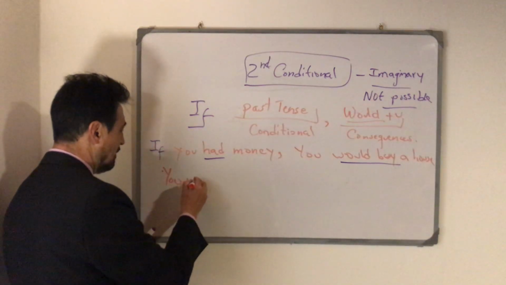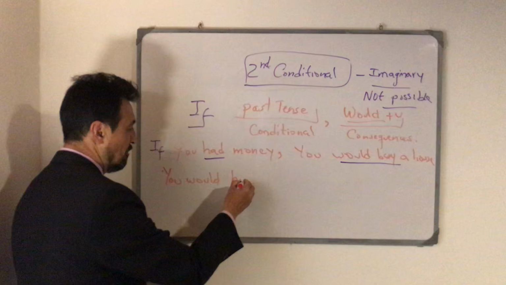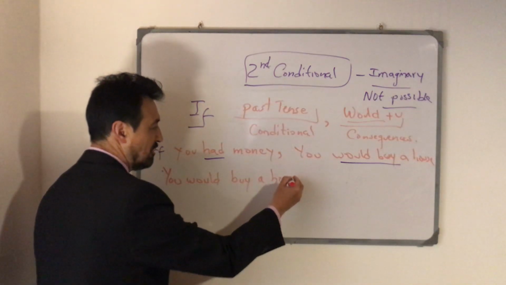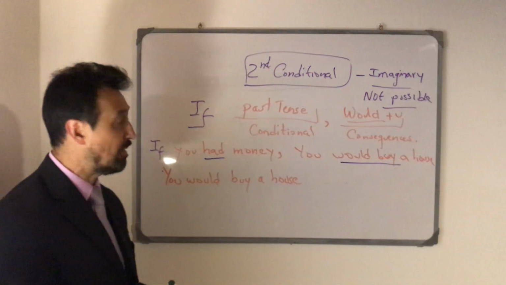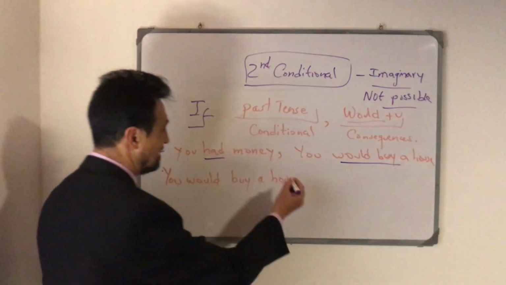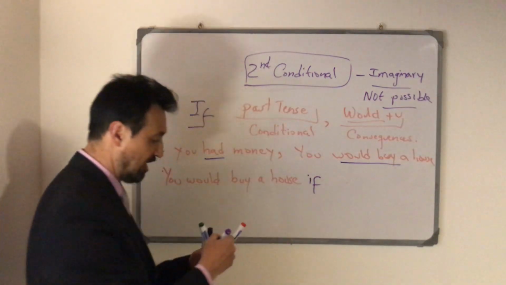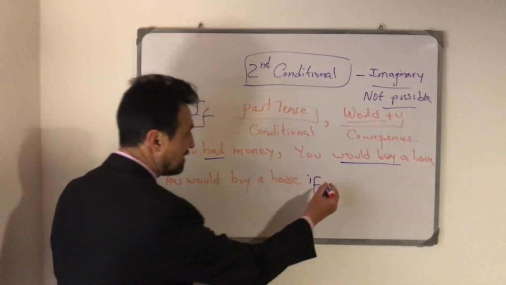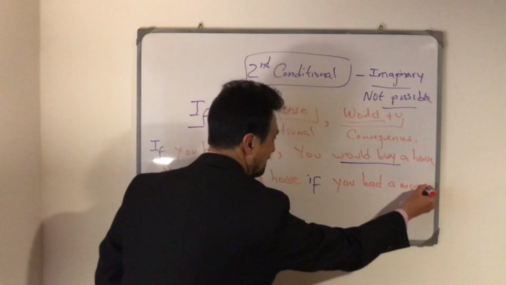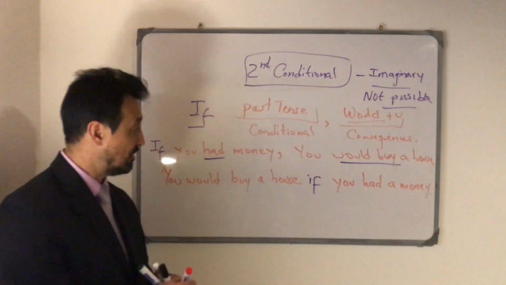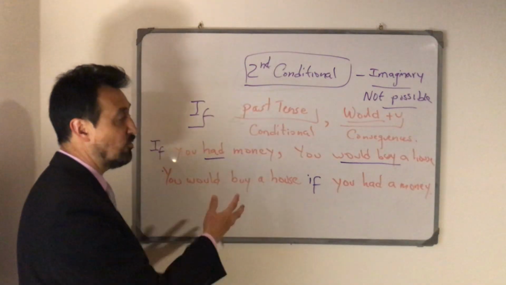you would buy a house? This is the consequence. You join it not with a comma, but with the condition: if, and immediately you get the second part. If you had money. Don't be confused. It's the same way.